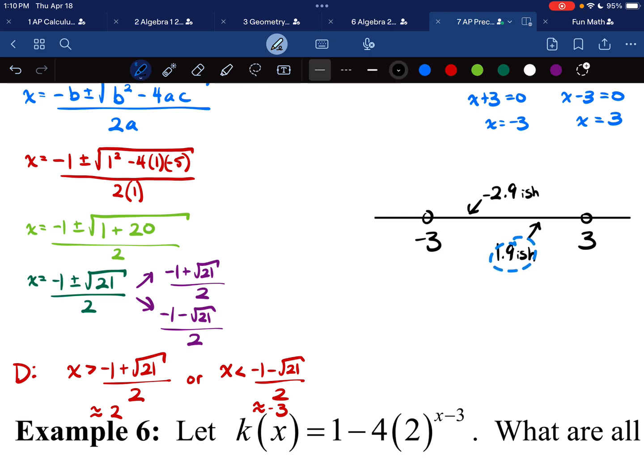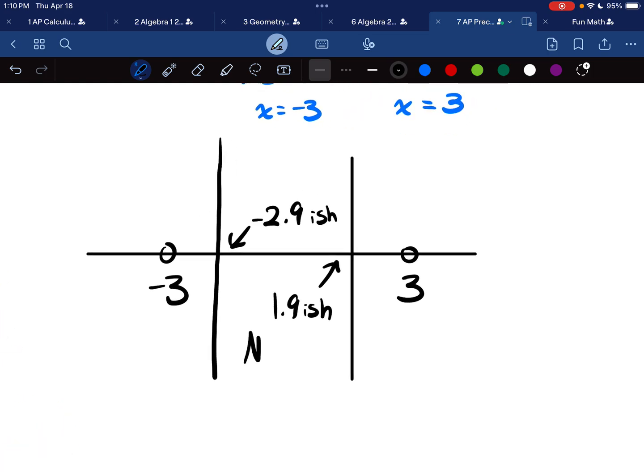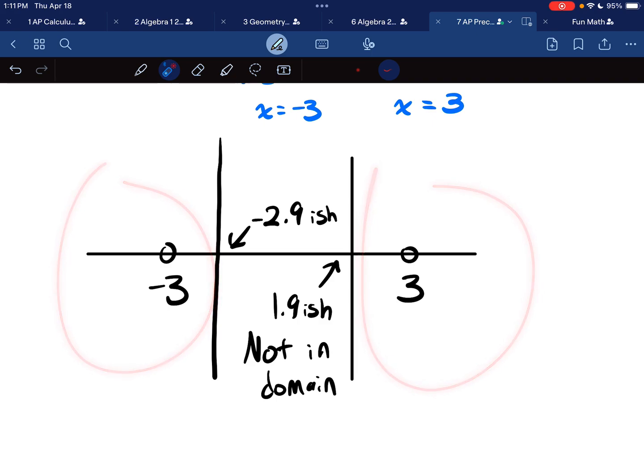All right, I have room to draw my walls. So that's a wall, that's a wall. And then inside of these walls, this is no man's land. I'm going to say that this is not in the domain. We can't have anything that happens in here. We can only exist out here.